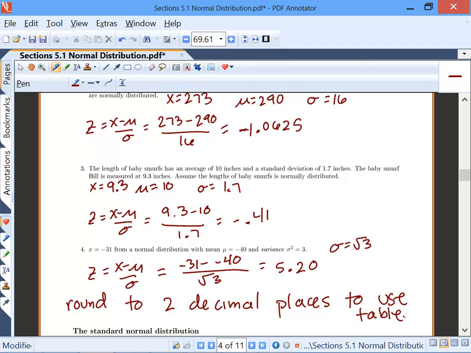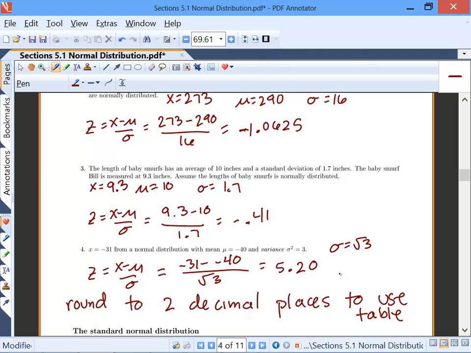So for number 3, I got that Bill's z-score is negative 0.41. Now let me tell you the most common mistake I see people make in the lower classes when they do this: they switch the x and the mean. So they do 10 minus 9.3. The second most common thing is if I tell you a variance of sigma squared equals 3 and they forget to take the square root to get the standard deviation.